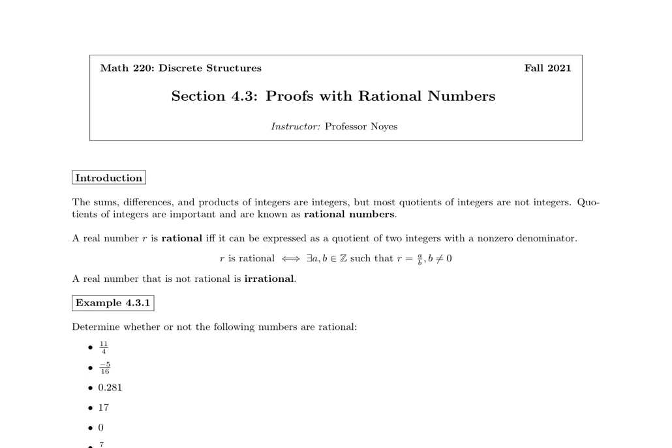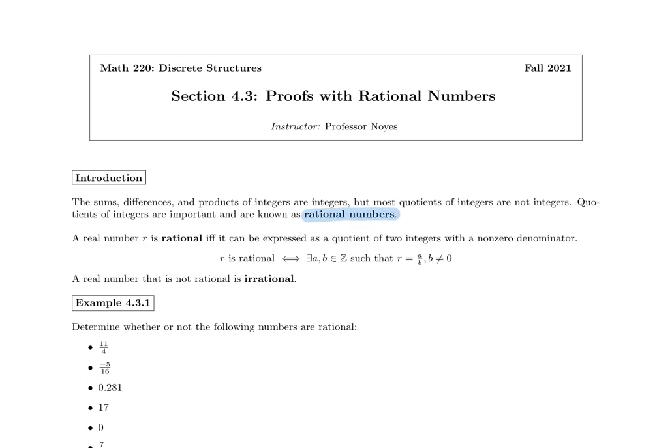We already know that the sums, differences, and products of integers are integers. So we know that integers are closed under addition, subtraction, and multiplication. But most quotients of integers are not integers. So yes, some would be. 2 over 1, that's an integer. Anything else over 1, also an integer. But 2 over 3 is an integer divided by an integer, which is not an integer. That's our rational number. So that's where we're going to begin here, with our rational numbers.